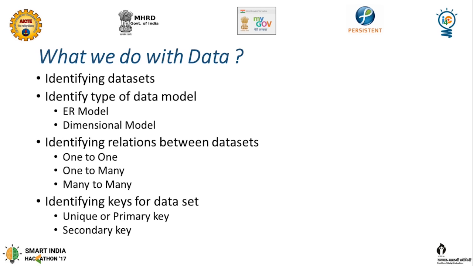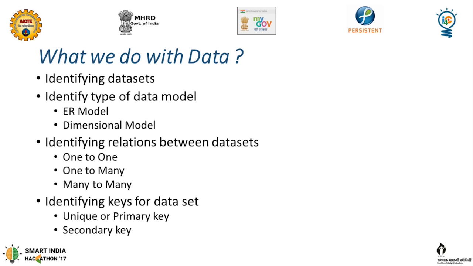Then we have to identify relations between each data set. What are those relations? They are one to one, one to many, many to many. What is one to one? We'll take a very close example. One student undergoes different subjects, right? He learns different subjects. One professor is teaching one subject, but one professor is teaching multiple students. He is taking lectures in different classrooms.